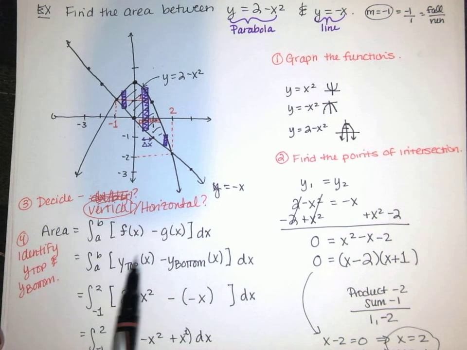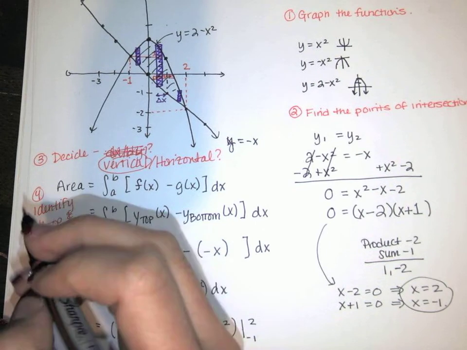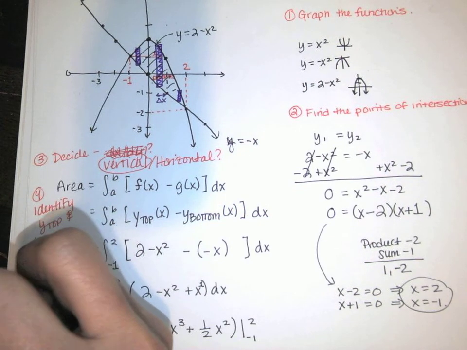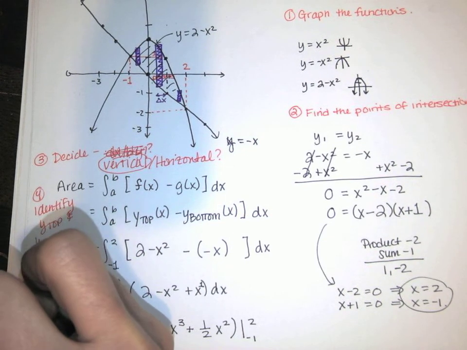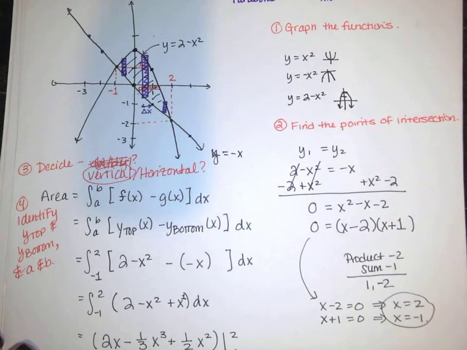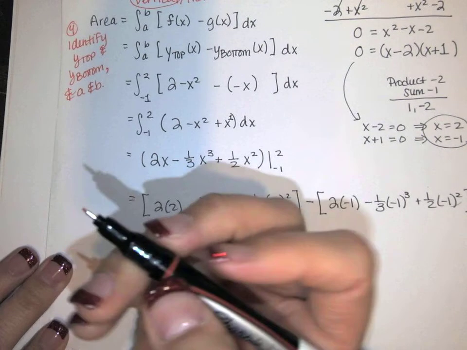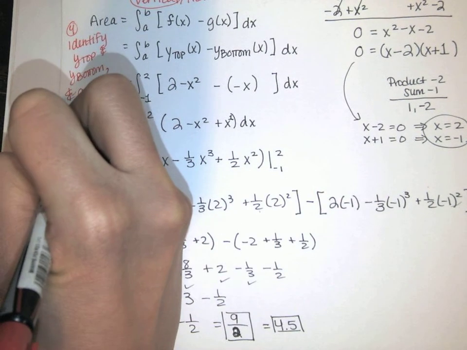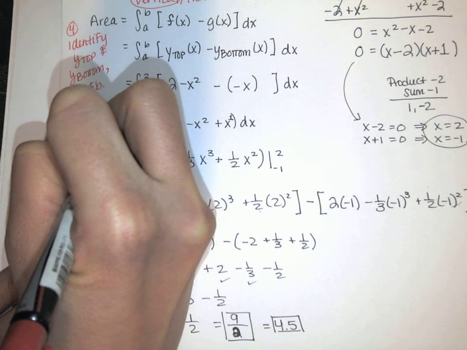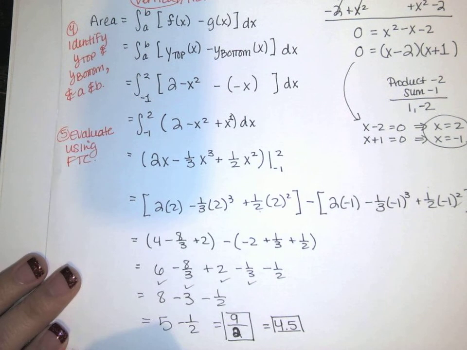You substitute those into your integral, and of course you substitute the appropriate bounds. And those bounds, A and B, came from the points of intersection that we found earlier. And then the last step was to evaluate the integral using the fundamental theorem of calculus. Easy breezy.